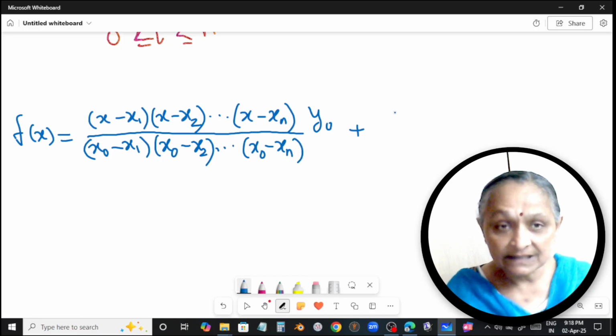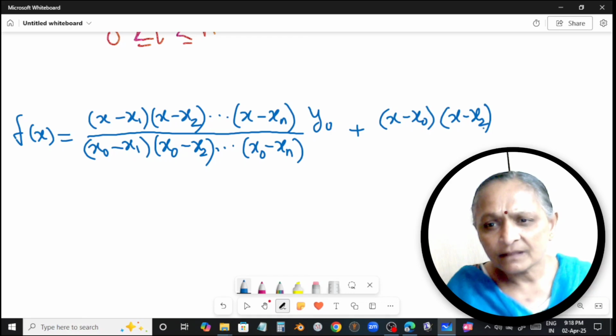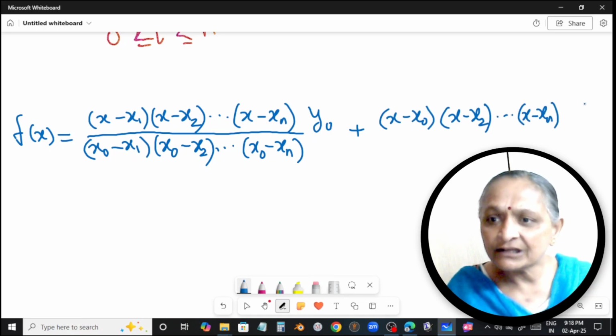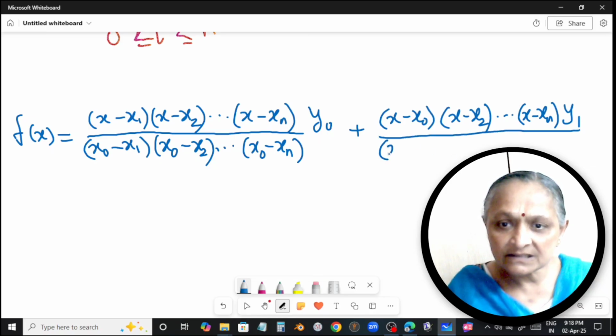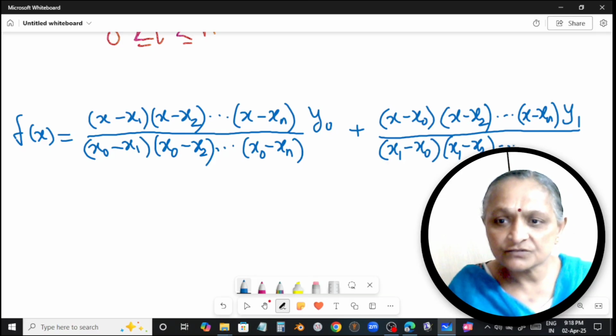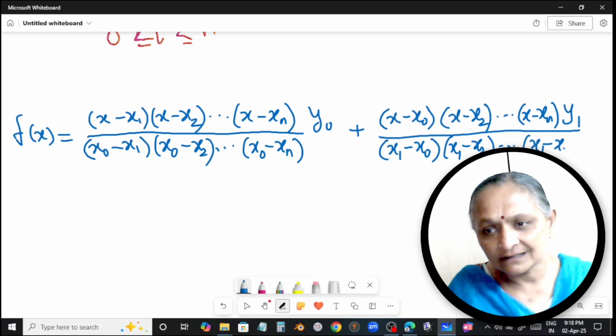Now talking of the second term. Here I have x minus x naught. I am missing x1. So I get x minus x2 up to x minus xn, and the value of a1 was y1 upon the terms. So what are we going to get here? This is x1 minus x naught, x1 minus x2 multiplied and so on up to x1 minus xn.